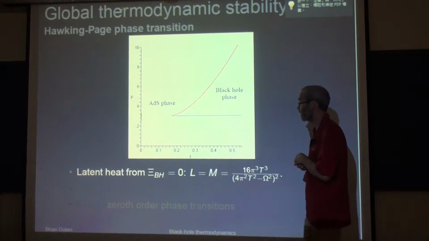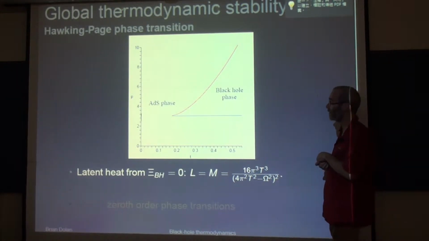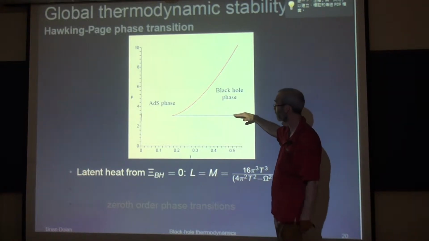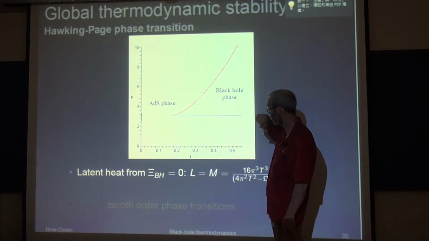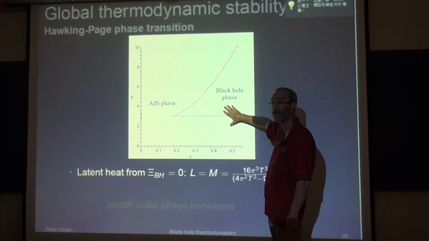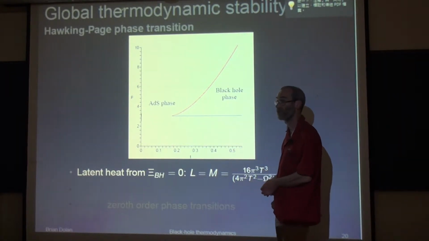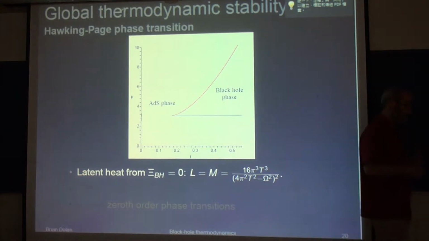In a finite volume system, of course, the latent heat would be quite infinite. But there are examples of systems, even in the laboratory, where the Gibbs energy actually jumps across the phase transition, and they have been called zeroth order phase transitions.